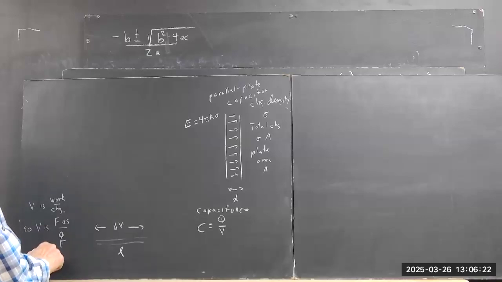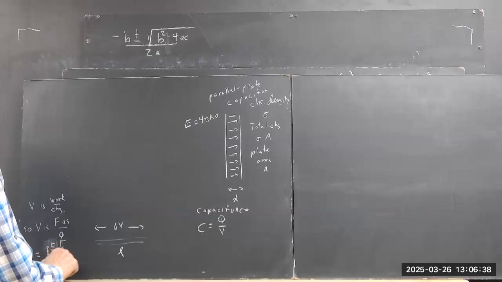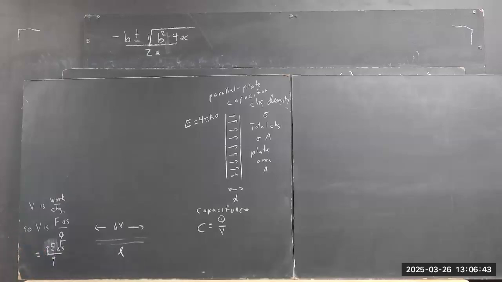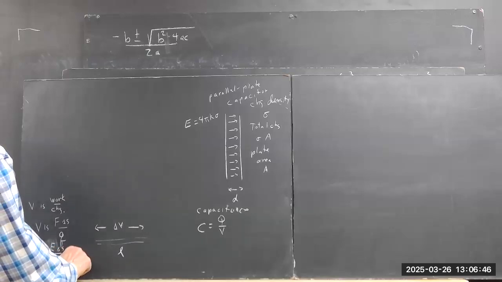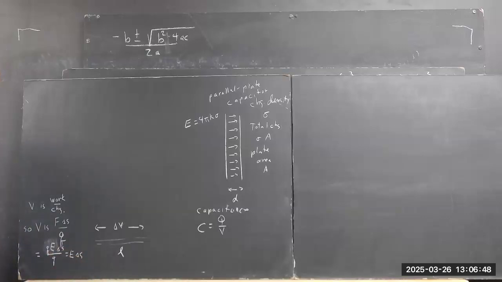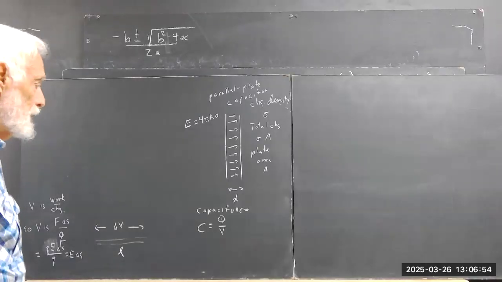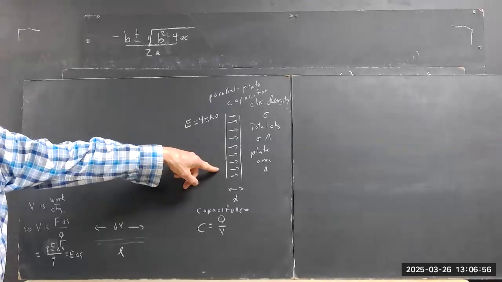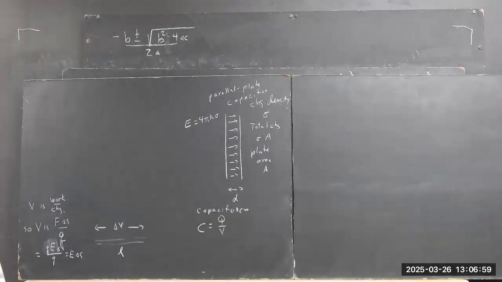which would be QE delta S over Q, which is E delta S. Does that help? What's potential difference there?